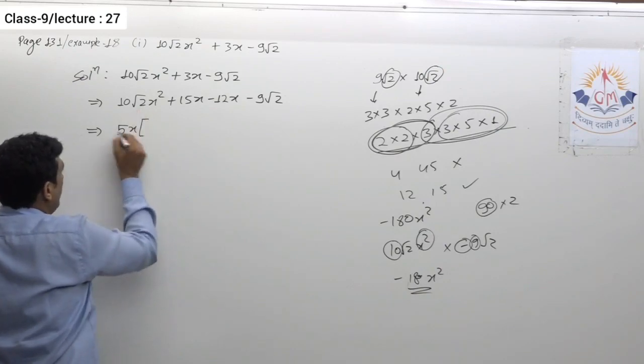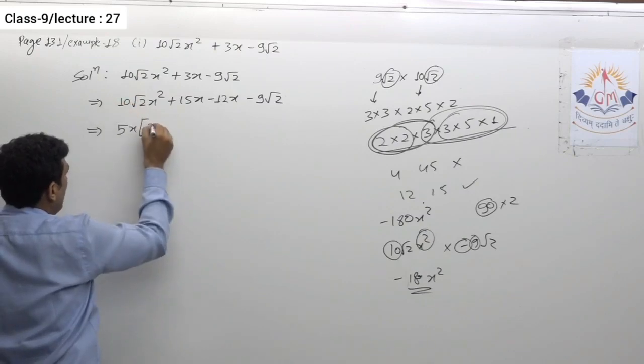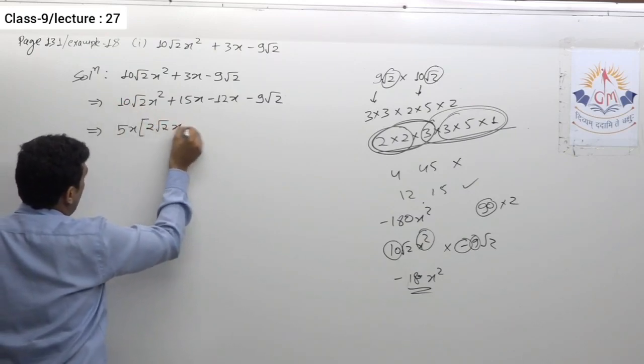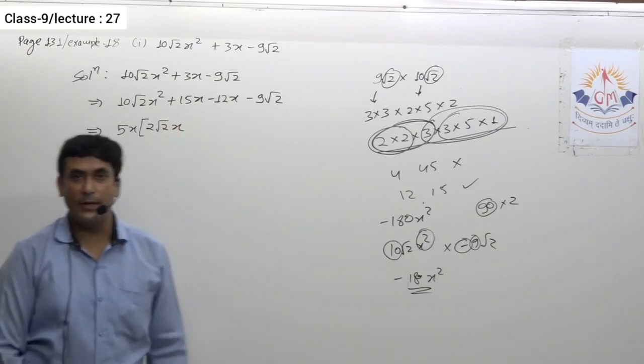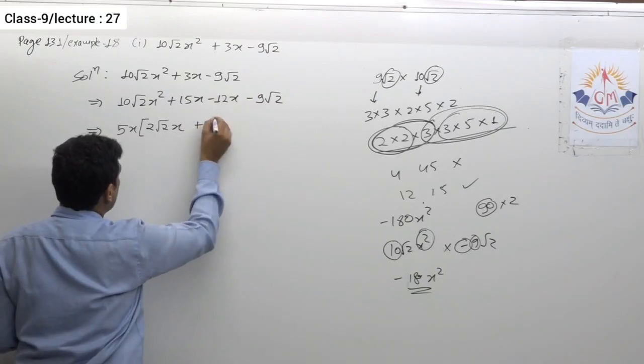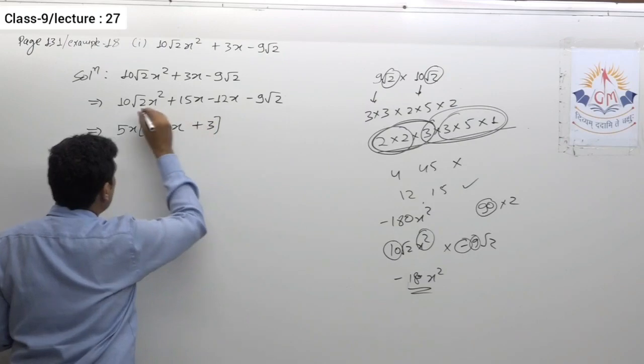Okay, so I took 5x common, so 5 I took common from this, so I'll get 2 left over here, and root 2 as it is, and this x, because x square was there and I took only x common. Over here no root term is there, simply I can take 3 common. Okay, somehow you manage to take common from the first two.